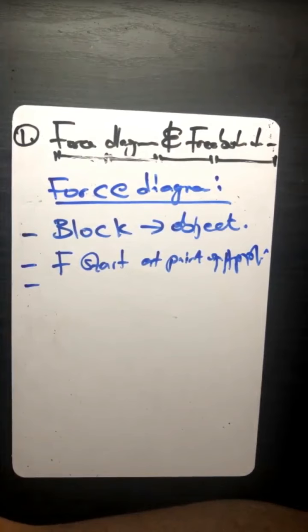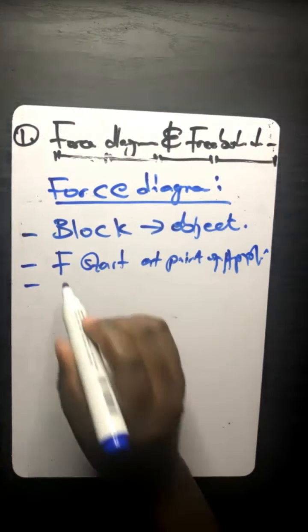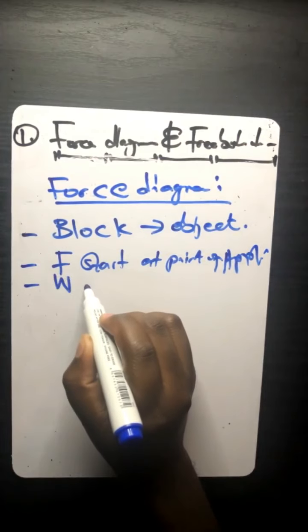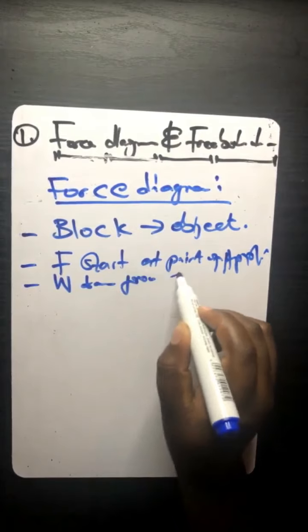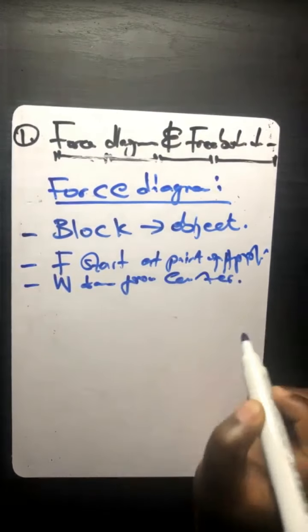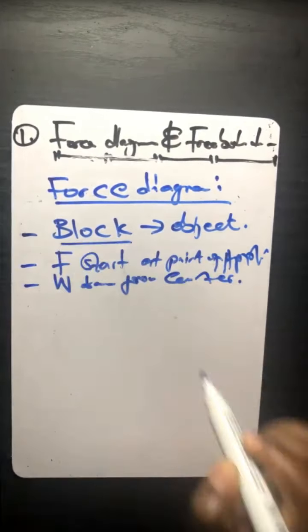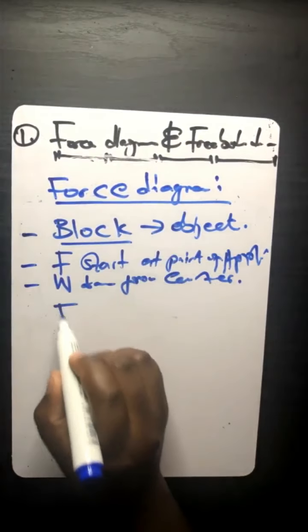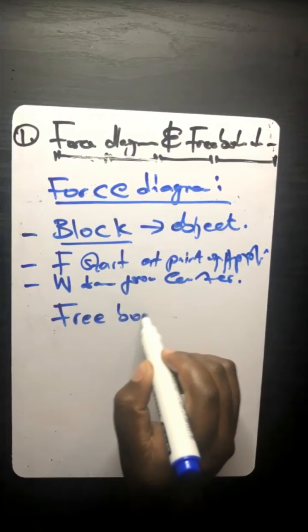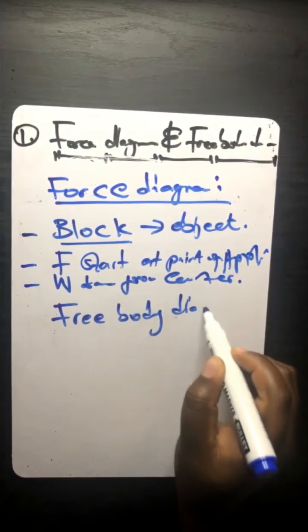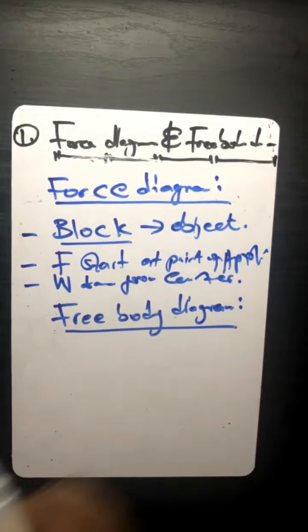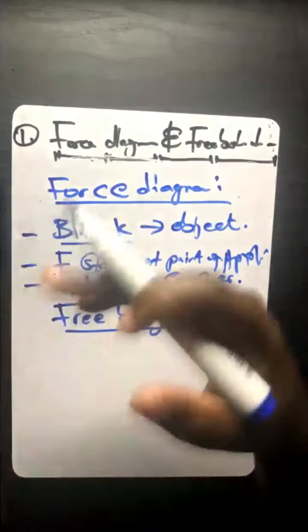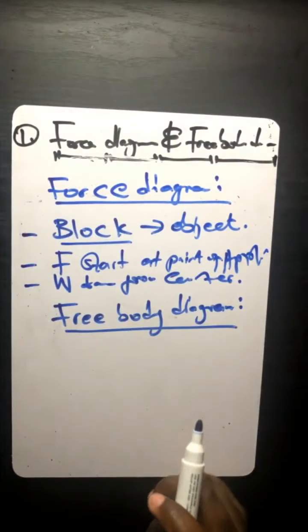And lastly, weight is drawn from the center of gravity downwards. So weight, you draw it from the center of what? Of that block. Guys, let's talk about the free body diagram. Kevin, most of these things you just need to be aware of. It will make sense when we try to do a drawing.